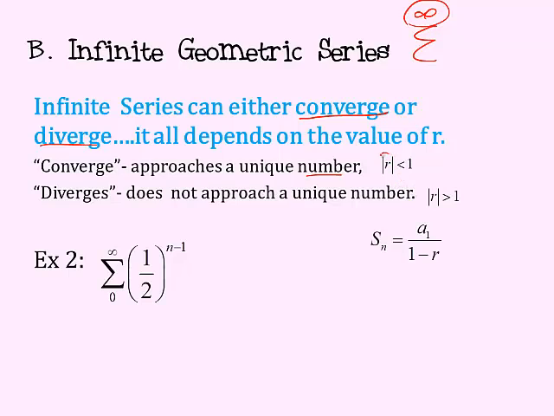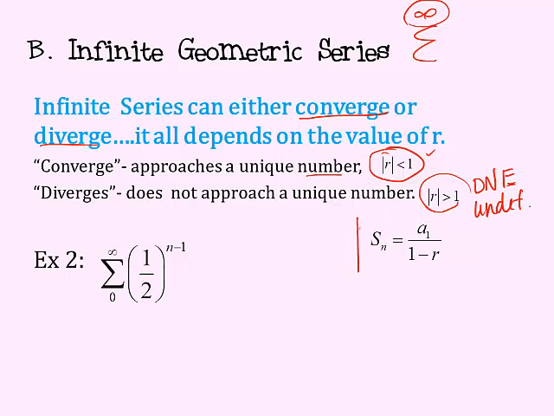You look at the value of r in the equation. If the absolute value of r is less than 1, then it's going to converge to an actual number. If the absolute value of r is greater than 1, then it's going to diverge, and it doesn't really have a sum. So we say it does not exist, or we say it's undefined. Either way is fine.